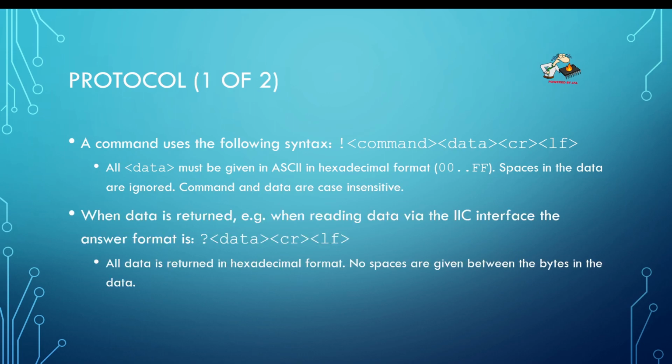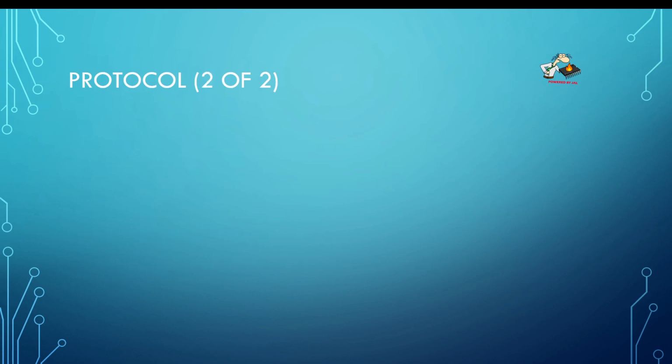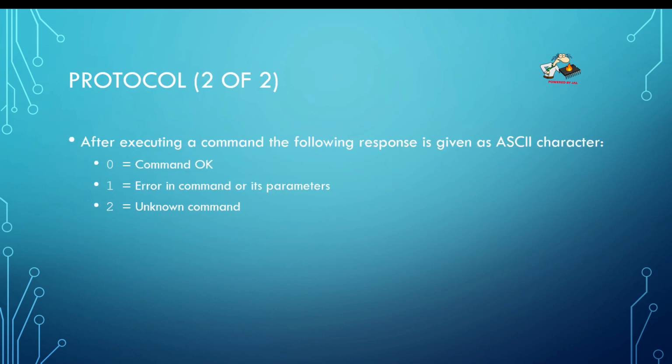When you request for data, then the format is as follows. It starts with a question mark followed by the data you requested and then carriage return, line feed. And all data is returned in hexadecimal format. There are no spaces between the various bytes. If you have given a command and it's executed successfully, then you get a 0 as a response. Or, in case of an error in the command or its parameters, you get a 1. And response 2 means the command is unknown.